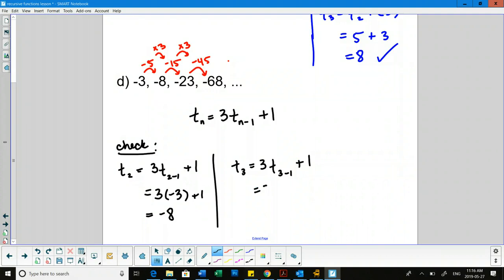So let's see, 3 times term 2 plus 1, does that give us 23? Or negative 23, yeah. So that one works. And then if we just follow the pattern, 3 times negative 23 is going to give us negative 69, and then plus 1 will give us negative 68. So this works. Good job.